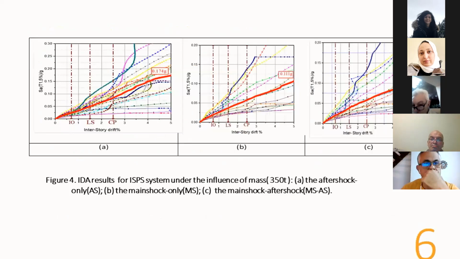Comparing the response of the ISPS system under the influence of mass 350 tons, subjected to the main shock only, PGA equals 0.111 g, while the ISPS system under the main shock aftershock, PGA equals 0.09 g, has a lower capacity of 18%.